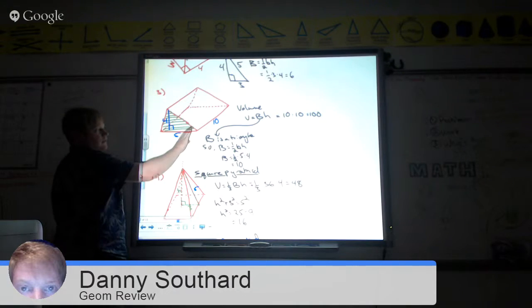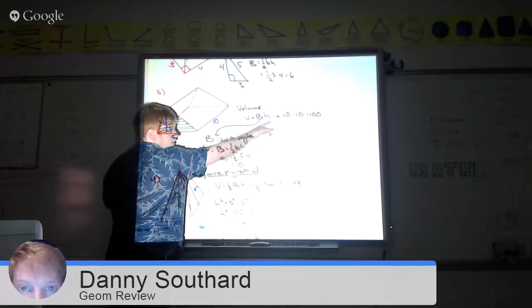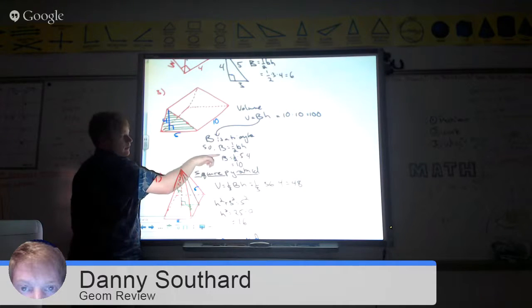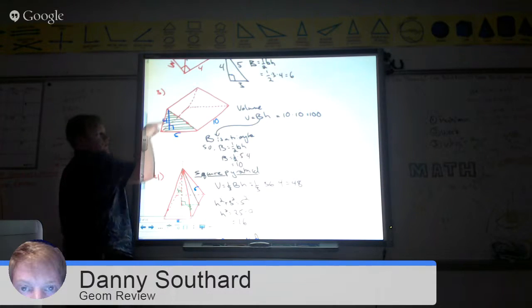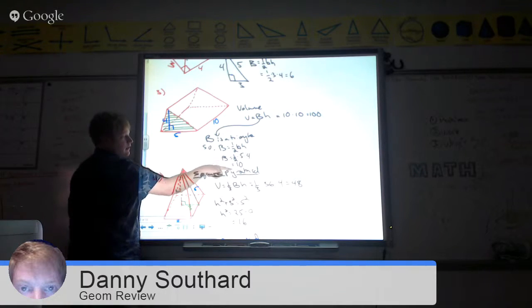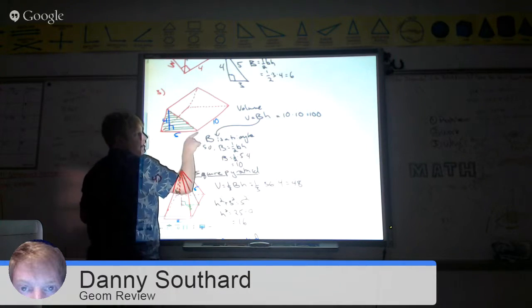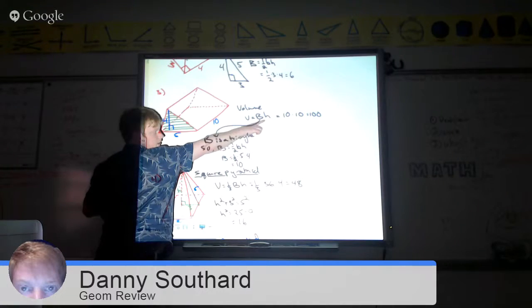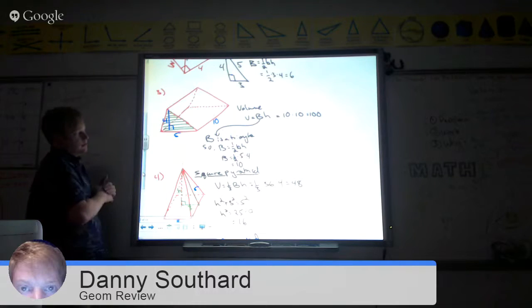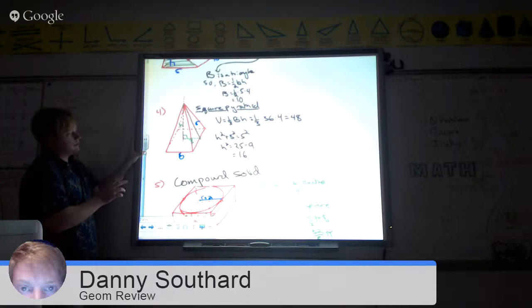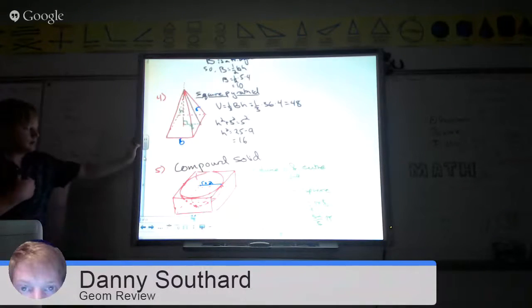Okay, so for this, the area of the base times the height. To find big B, it was a triangle. The height of the triangle was 4, the base was 5. So I got the area of the base to be 10. The height of the solid was 10. So this volume came out to be 100. All right. I know I'm running through these examples really quickly. We'll come up with some examples of our own to do.